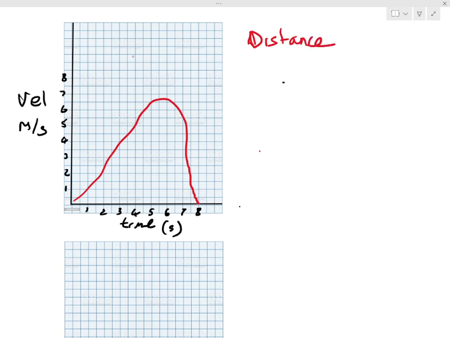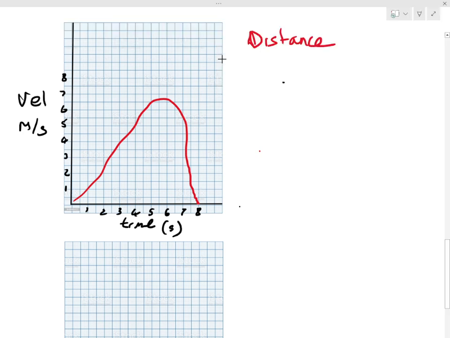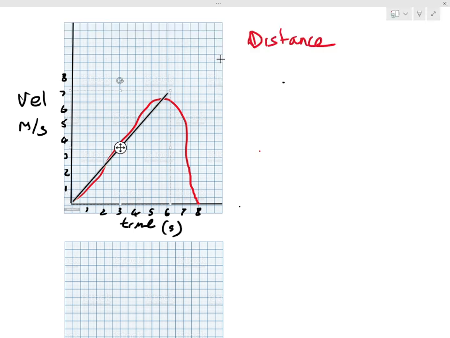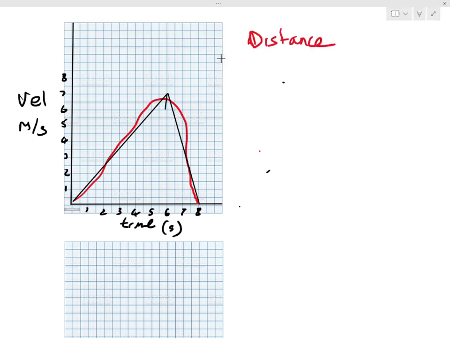Now the distance is the area under the graph, but this could be a nightmare, couldn't it? So what we do is we make straight lines out of the curves, yeah? And we'll make two triangles so that we can possibly work out these triangles. So we've got triangle A and triangle B, and this is all we do. We just smooth out the lines.